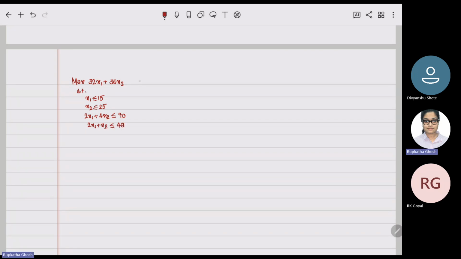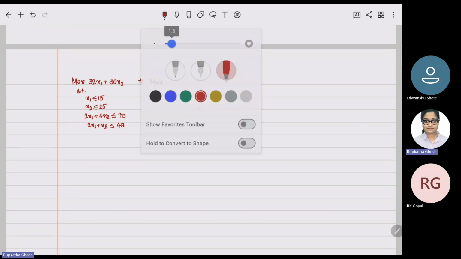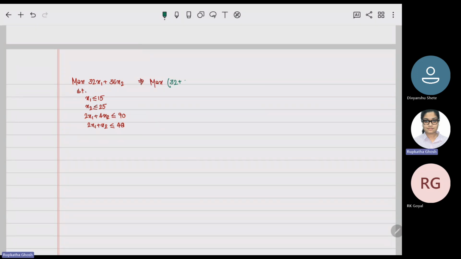Okay. I want to see how much change I can make in the objective function coefficient of x1 so that my optimality remains the same. So what I can do is simply write it as max (32 + delta C1) x1 + 36x2, subject to everything else remaining the same. Just this part will change.